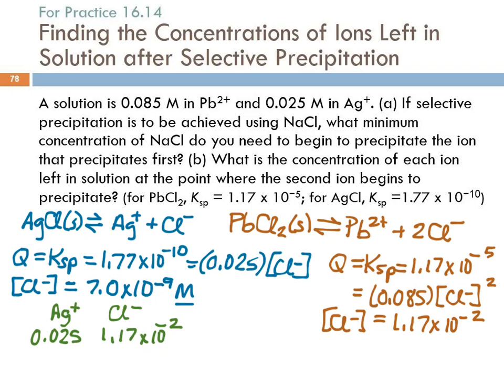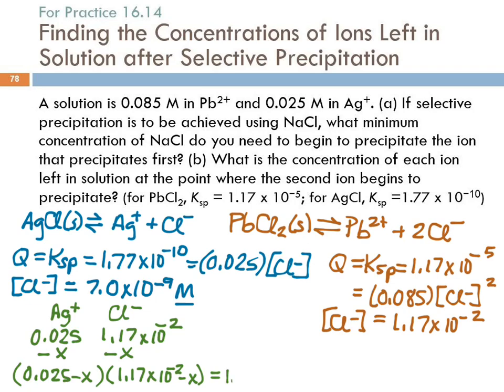No, we don't. We can just say this silver is going to decrease by X, and this is going to decrease by X, right? Yeah, because it's going to precipitate. Not 2X. This is silver chloride. Oh, okay, that's the other one. Same thing. So then we would get 0.025 minus X times 1.17 times 10 to the minus 2 minus X, and that would equal Ksp, right?